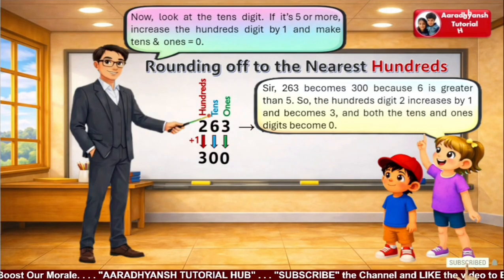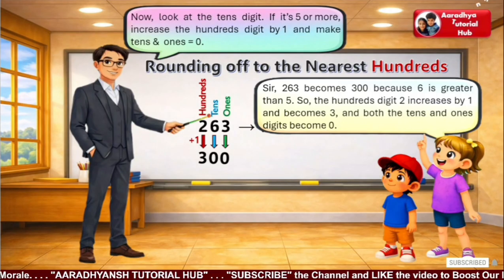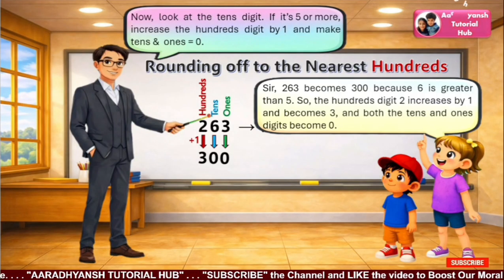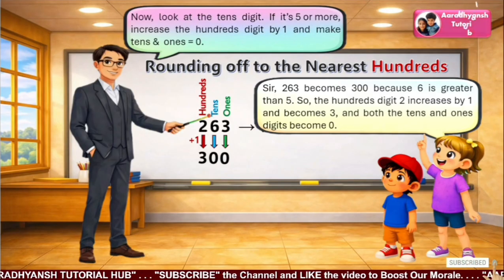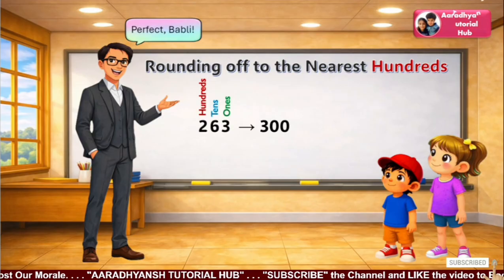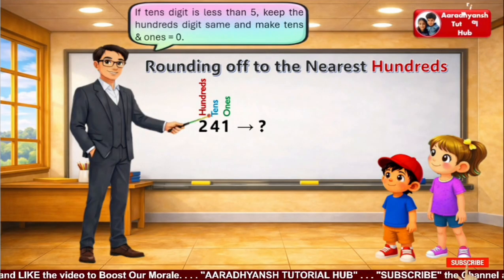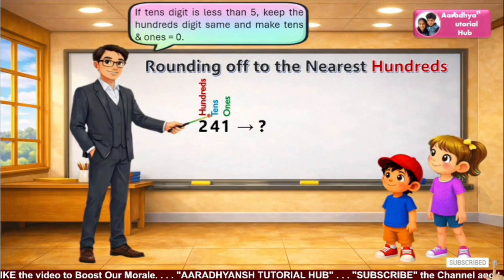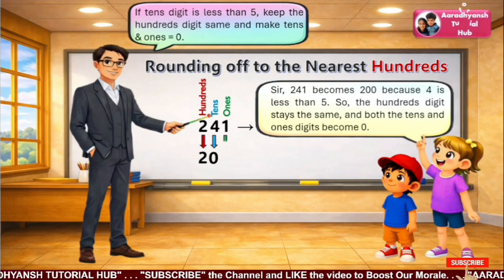Sir, 263 becomes 300 because 6 is greater than 5. So, the hundreds digit 2 increases by 1 and becomes 3, and both the tens and ones digits become 0. Perfect, Babli. If tens digit is less than 5, keep the hundreds digit same and make tens and ones 0.